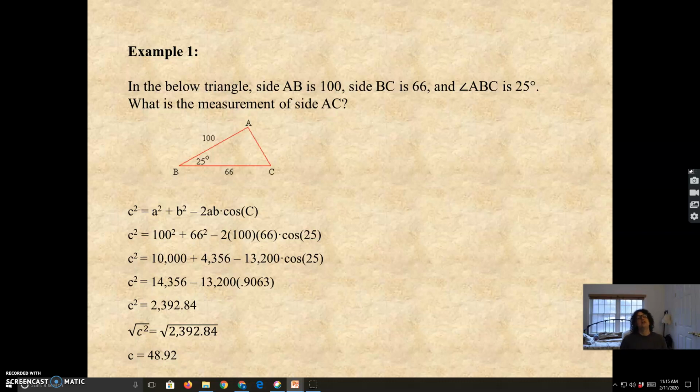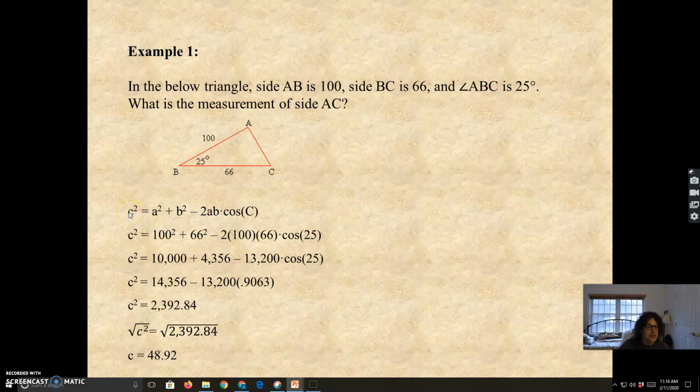For our example 1, in the below triangle, side AB is 100, side BC is 66, and angle ABC is 25 degrees. What is the measurement of side AC? Well, we know side AC is a side, therefore it's lowercase, and we make it, in this case, c.